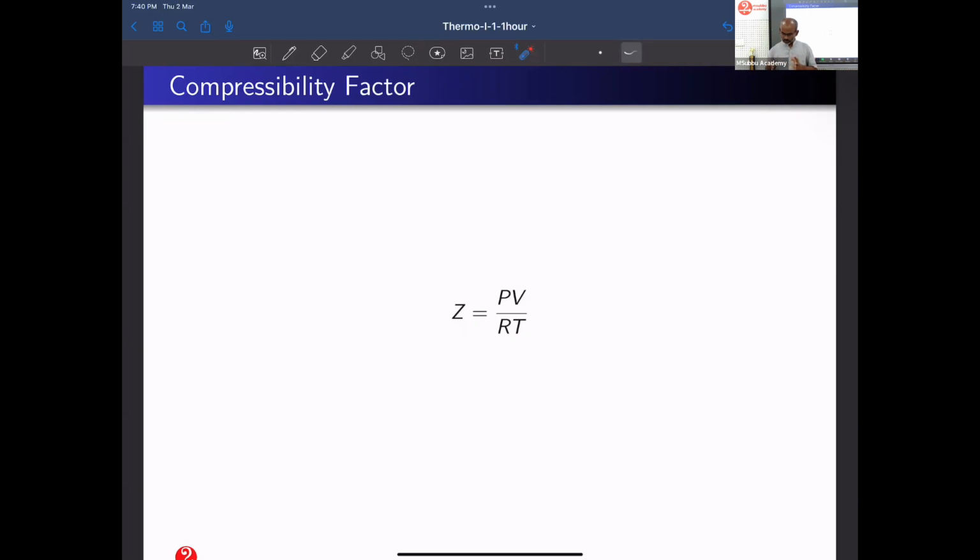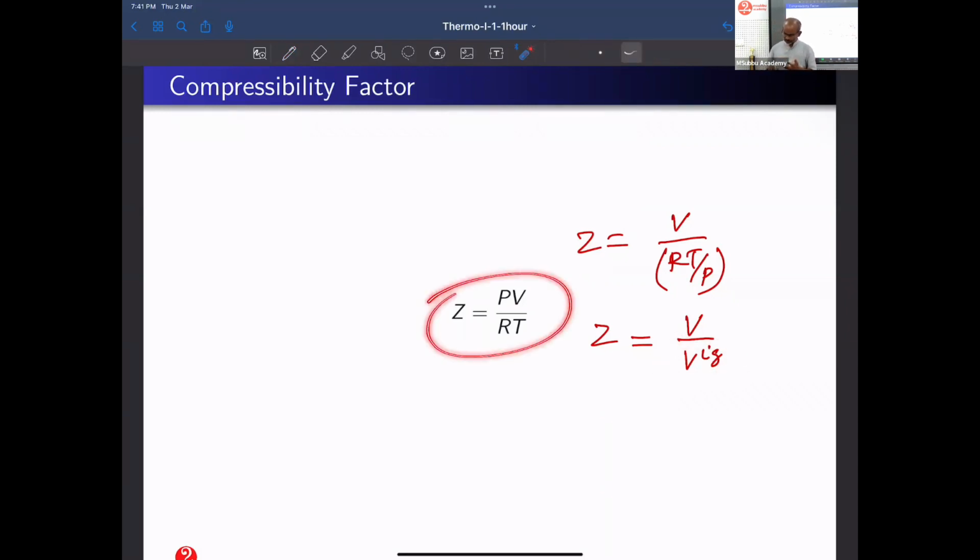And the deviation from ideal gas behavior is also represented in terms of the compressibility factor. So actually, what is this? You can write Z equal to V by RT by P. This RT by P is nothing but V from the ideal gas equation. Otherwise, Z you can also write as V by V_IG, that is, the actual volume of the gas and the volume predicted by the ideal gas equation. So there is another meaning for this equation.